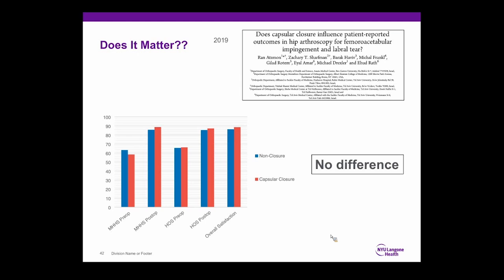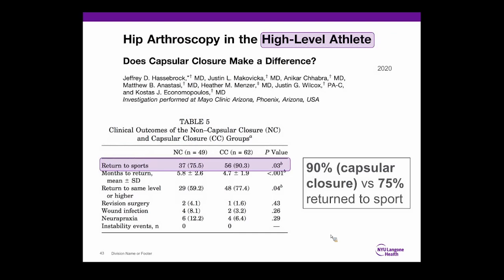And the literature is a little bit divided. Overall, there are several studies showing that there is really not much of a difference. But again, this is in all comers, not necessarily those dysplastics or those patients with ligamentous laxity. And then also in athletes, it seems like it can matter. So this is a study looking at that and found that 90% of the athletes who had capsular closure versus 75% of those who didn't return to their sport.